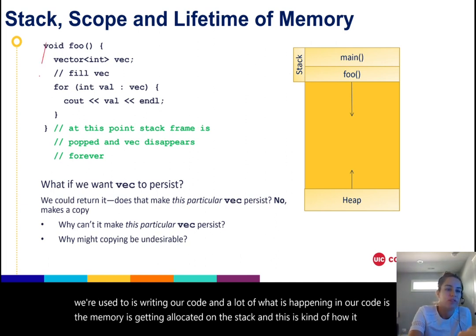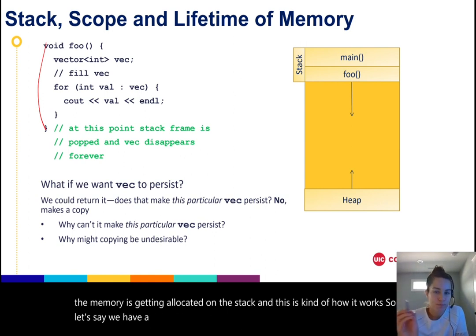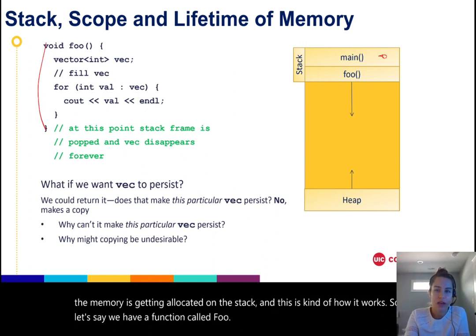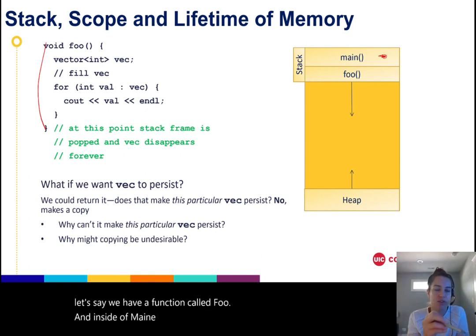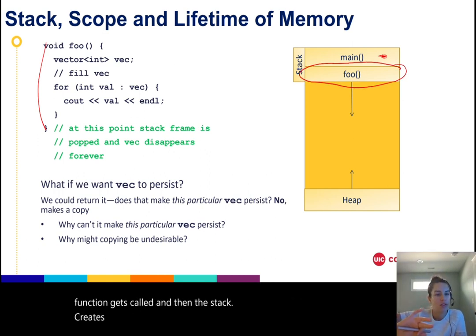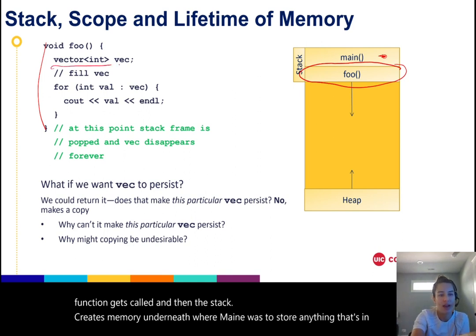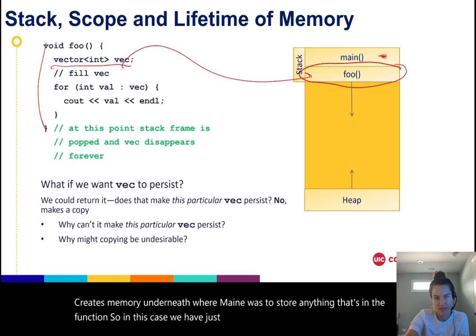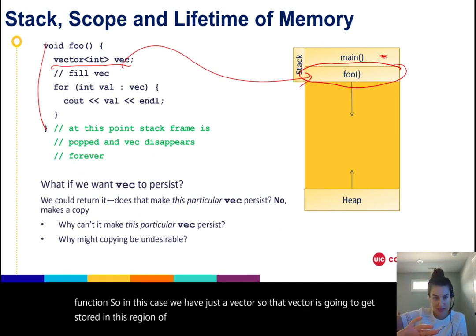So let's say we have a function called foo, and inside of main, we basically call the function foo. What happens is the function gets called and then the stack creates memory underneath where main was to store anything that's in the function. So in this case, we have just a vector. That vector is going to get stored in this region of memory underneath main's memory on the stack.